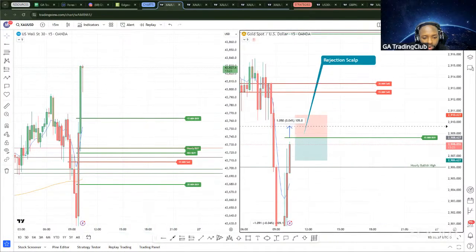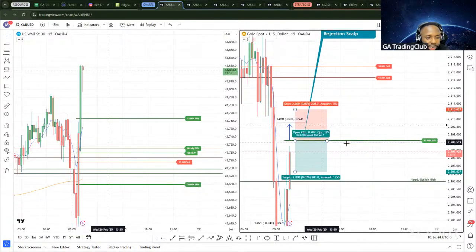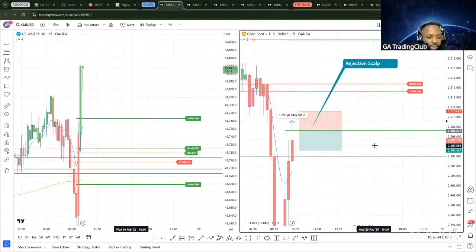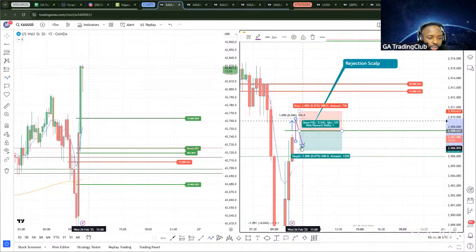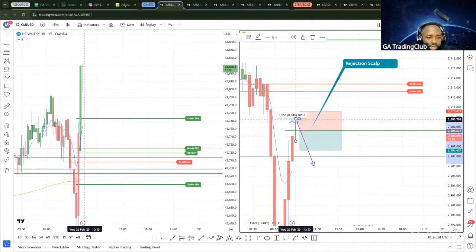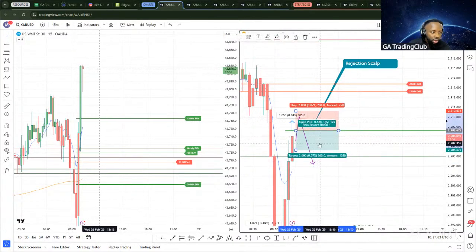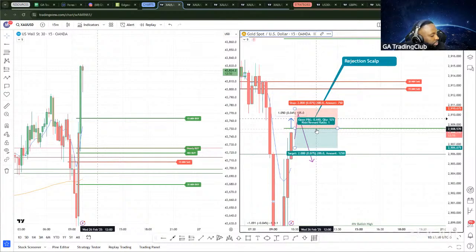Same thing here for gold, right? If we have this rejection area right here that has been created, and you take this rejection scalp, your expectation is that this 15-minute candle would close below this rejection area. And that is the logic you're using to ride price to your take profit. So let's see if this one happens as well, and if it does, how it plays out.